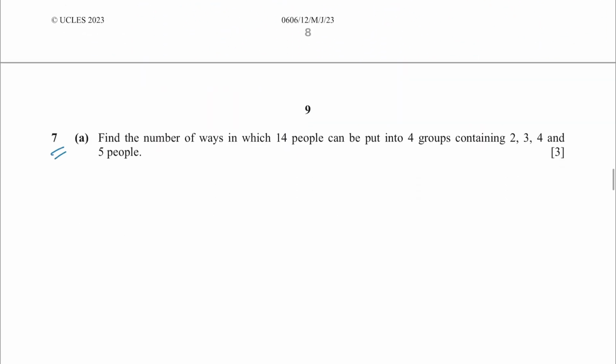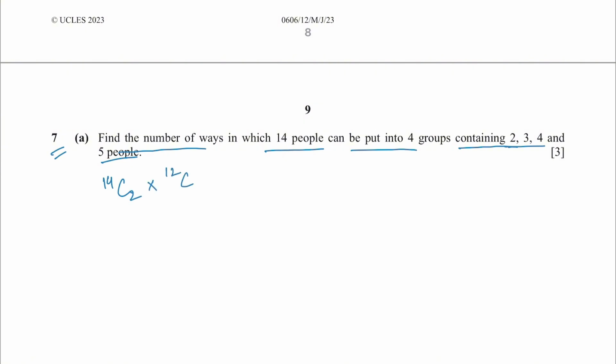Now moving on to question 7, which is: find the number of ways in which 14 people can be put into 4 groups containing 2, 3, 4 and 5 people. So we have 14 people. We need to first make sure that they stay in the 2 groups. So this would be 14C2.